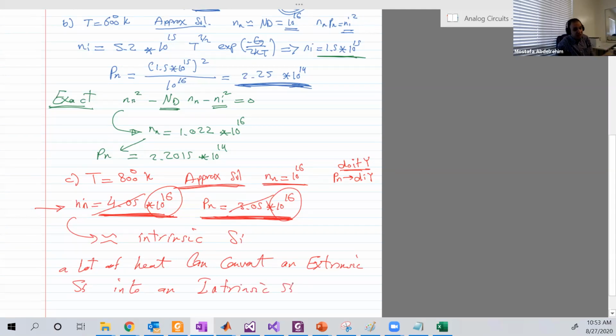Okay? So these are the two important pieces of information, or conclusions, that we took from this example: the difference between the exact solution and the approximate solution, and the effect of temperature on the semiconductor type. If it was any type at 300 degrees Kelvin, it converted to almost intrinsic at 800 degrees Kelvin. Okay, that was good. So let's go now to another topic.